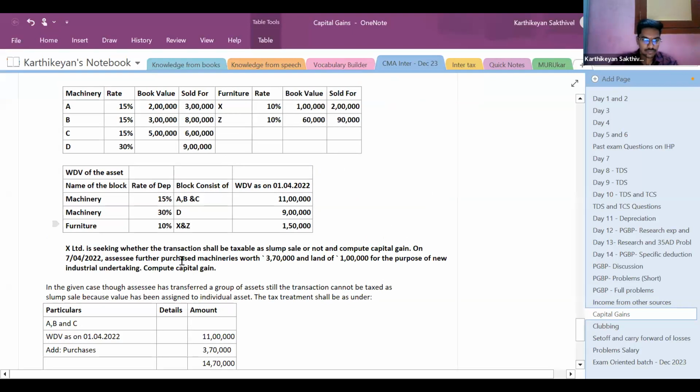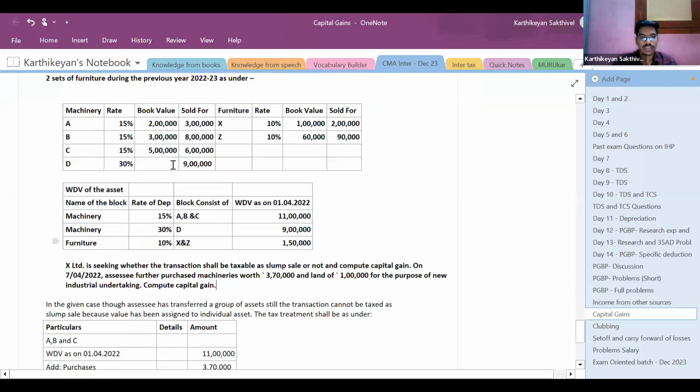Okay, well. So X Limited is seeking whether the transaction shall be taxable as a slump sale or not and compute capital gains. On 7/4/22, assessee further purchased machineries worth 3,70,000 and a land of rupees 1 lakh for the purpose of new industrial undertaking.